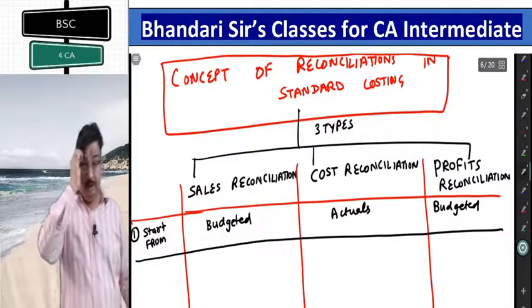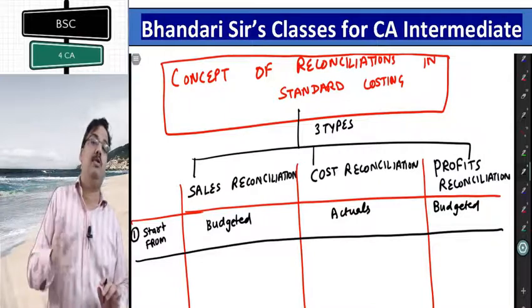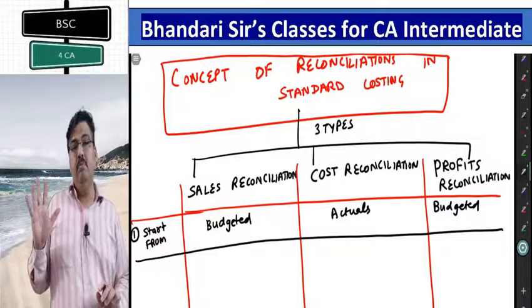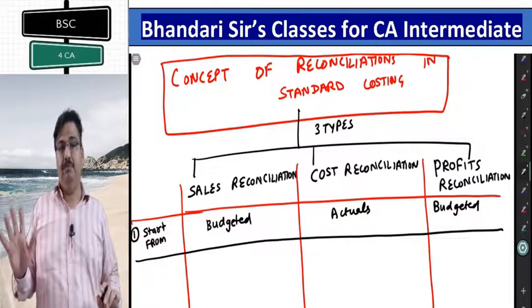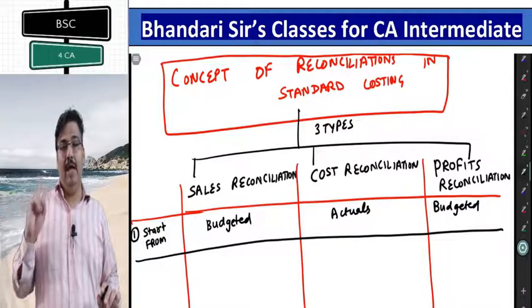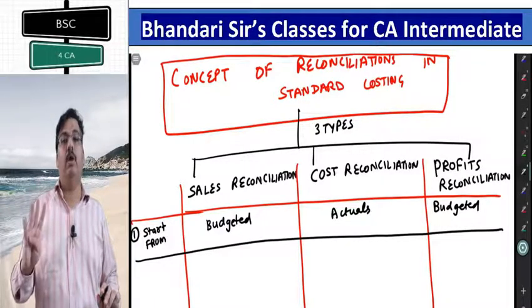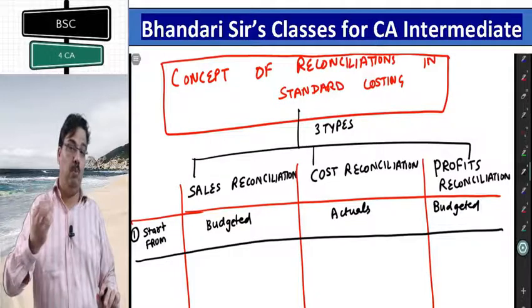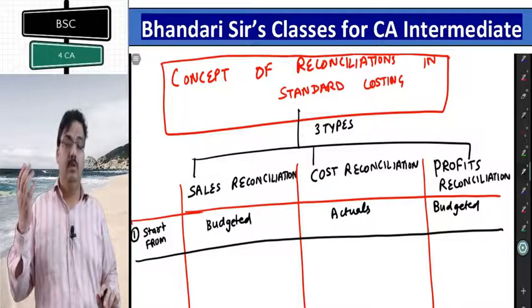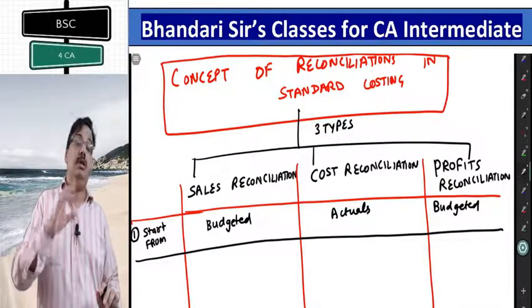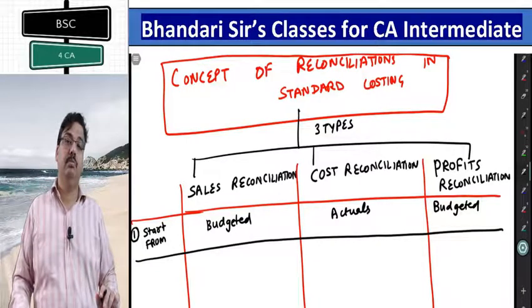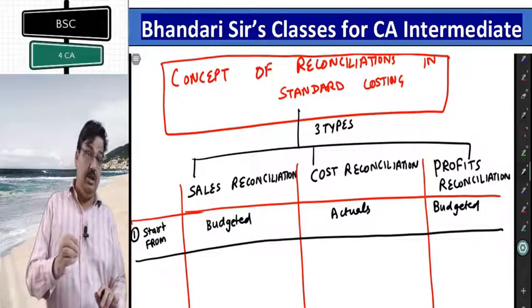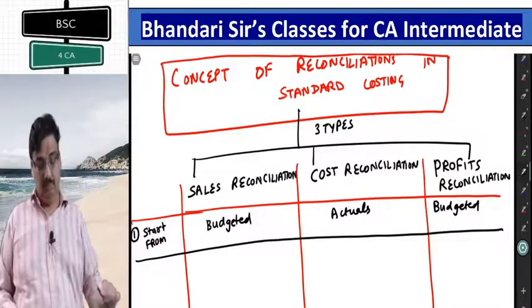When I make cost reconciliation, I will like to start from actual, means total of M1, L1, VO1, FO1. They are all actuals. Start from total of these. Sale reconciliation, start from budgeted sale. Profit reconciliation, start from budgeted profit.